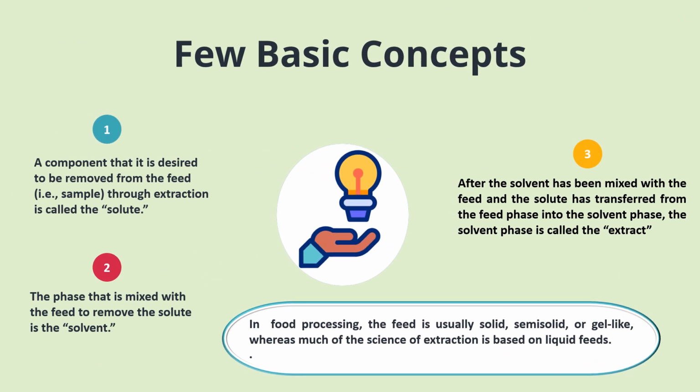Let's now start with understanding a few basic concepts. A component that is desired to be removed from the feed, that is the sample, through extraction is called a solute. The phase that is mixed with the feed to remove the solute is called the solvent. After the solvent has been mixed with the feed and the solute has been transferred from the feed phase into the solvent, the phase is called an extract. So we have three important components to be understood: the solute, the solvent and the extract.